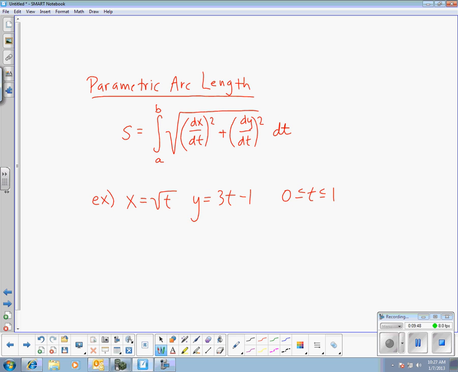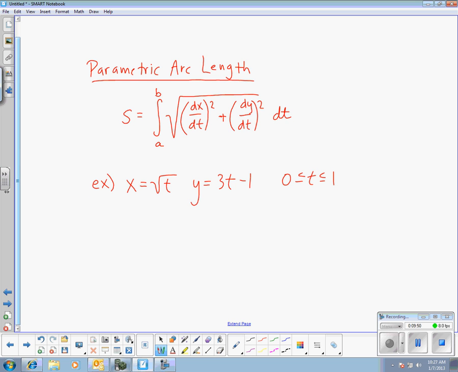Okay, so my formula calls for each derivative squared. So let's just go a little bit at a time. dx/dt, if my function is the square root of t, that's t to the 1/2. The derivative of that is 1/2 t to the negative 1/2, or 1 over 2 square root of t. And my derivative of y is 3, so that one's pretty easy. Now, you can square those, or you can just let that be squared in your calculator.